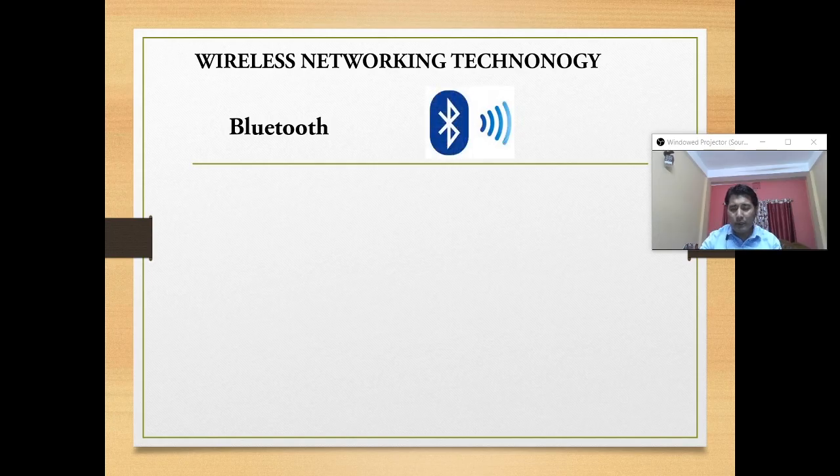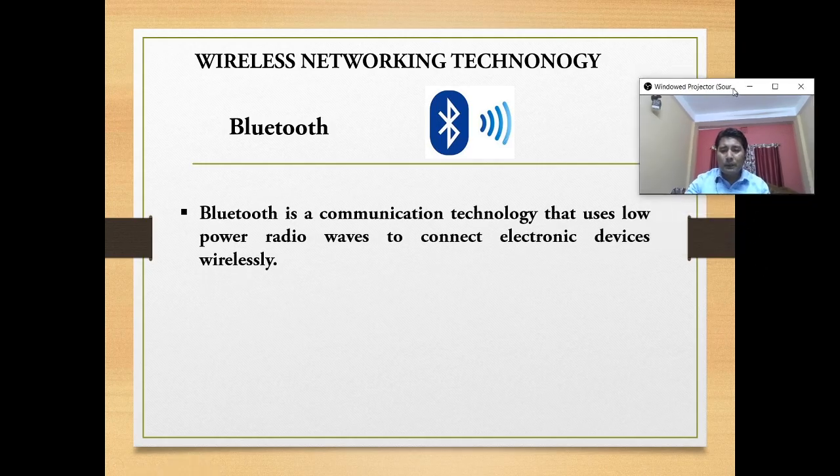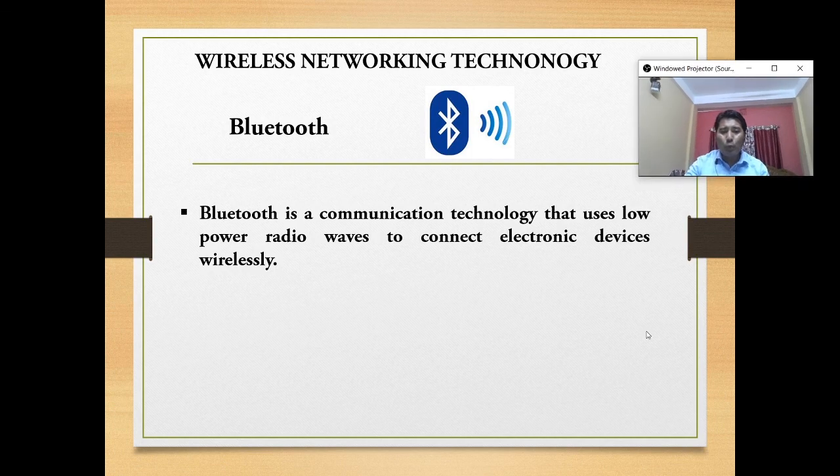All of you are very much aware of Bluetooth. Basically, it uses low power radio waves to connect electronic devices wirelessly, and the range of the transmission is up to, say, 240 meters. It also depends upon the type of Bluetooth version we use. So Bluetooth is a communication technology that uses low power radio waves, as I have said, to connect electronic devices wirelessly.